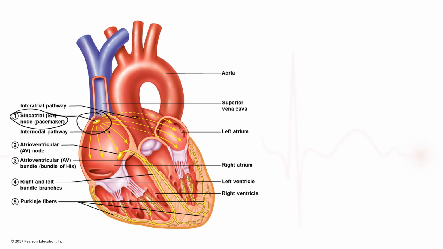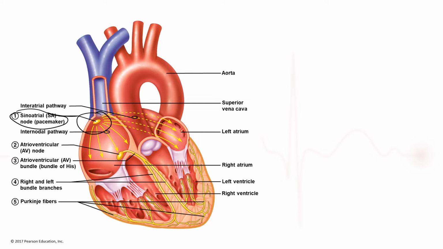The sinoatrial node is located in the upper right part of the right atrium. The SA node are actual cardiac muscle fibers that are actually part of the right atrium. They're located in the kind of upper right part of the right atrium itself. Okay, and these are cardiac muscle fibers that are autorhythmic. They actually have the ability to generate their own action potentials and ultimately contract on their own.